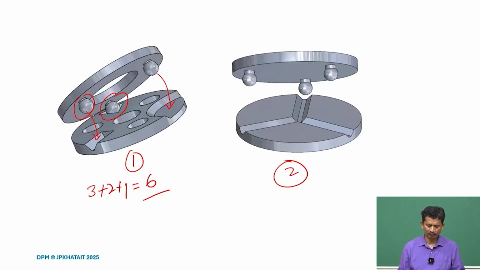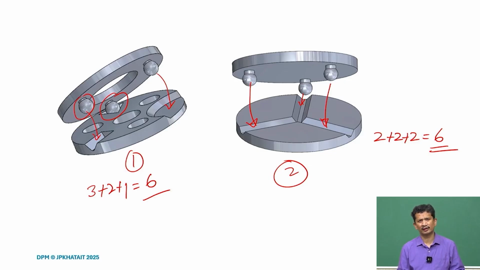In the second example, what we see here is the spherical balls coming in contact with V grooves. Each spherical ball in a V groove will make 2 contacts. So, there are 3, so 2 plus 2 plus 2. So, again they are making a total of 6 contacts, and in a way they provide 6 constraints.